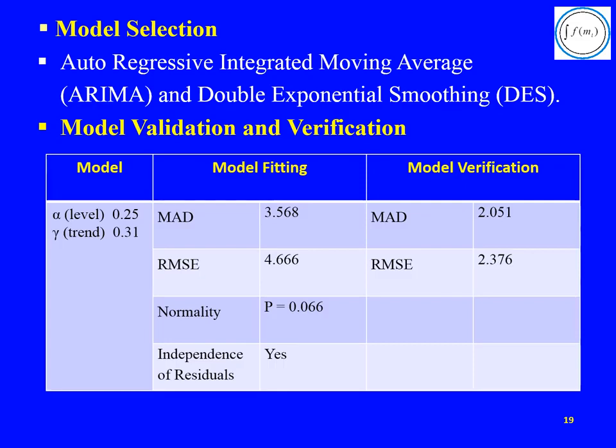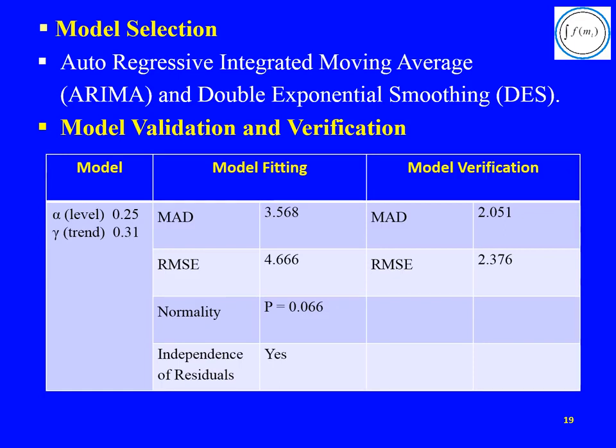The next one is double exponential smoothing. There is an exponential growth, so we can use double exponential smoothing. After the failure of ARIMA, I used the double exponential smoothing technique. That model satisfies all the validation criteria, that is the normality and the independence of residuals.